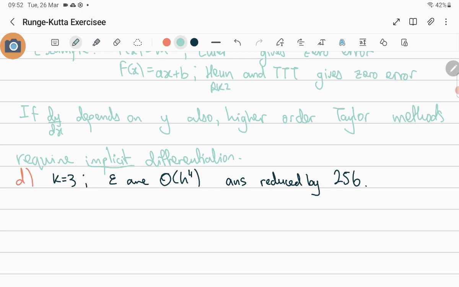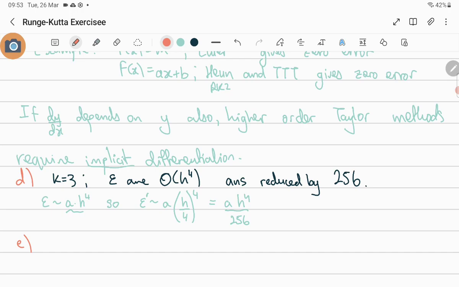So you can say that the local error is approximately some constant times h to the power of 4. That's in the question. And so what happens to the local error when you reduce the step size by a factor of 4? You're looking at h divided by 4 all to the 4, and this gives you a times h to the 4 divided by 256. So the new local error, if you divide h by 4, is the old local error divided by 256.